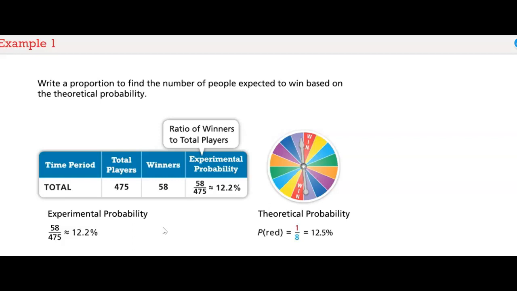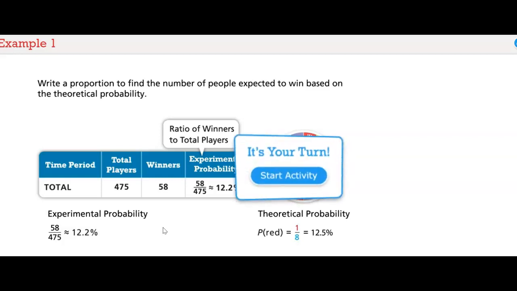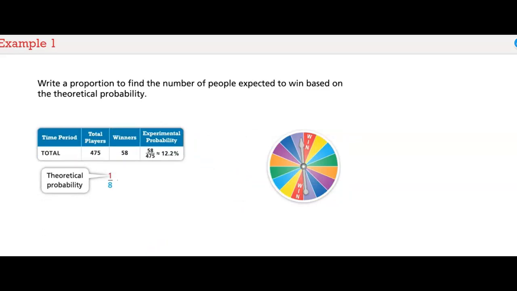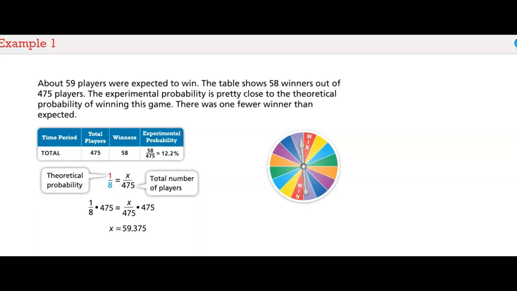You can write a proportion to find the number of people expected to win based on the theoretical probability. The theoretical probability, 1/8, is equal to the number of people expected to win, x, divided by the total number of players, 475. Multiply both sides of the equation by 475. Then simplify. About 59 players were expected to win.